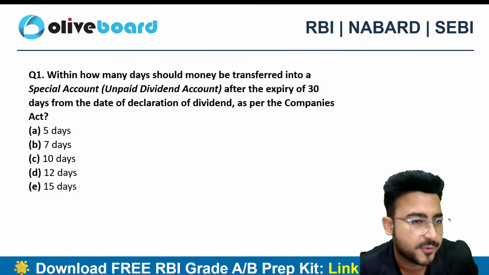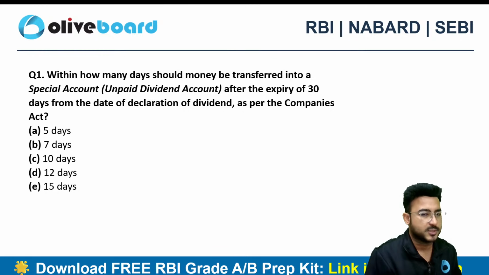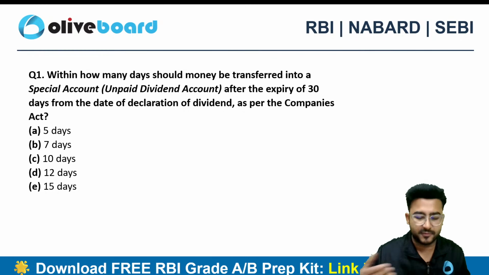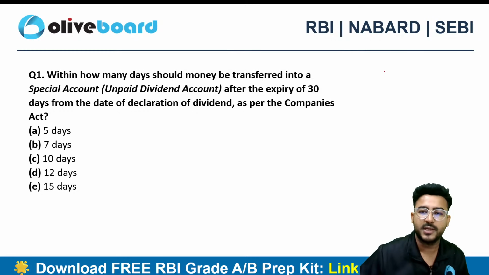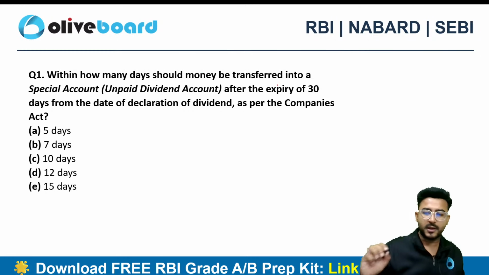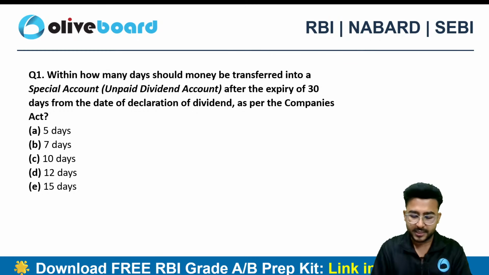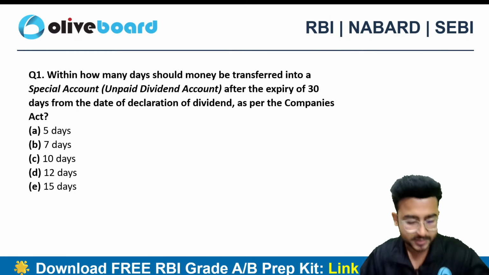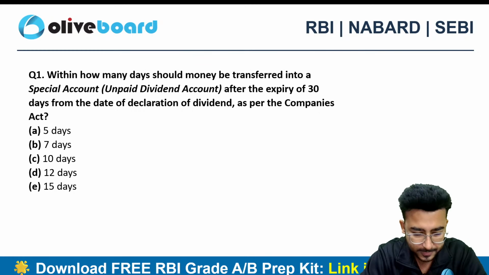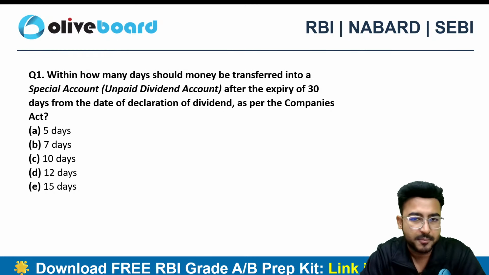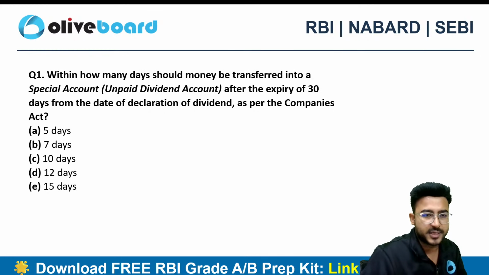The very first question for today is, within how many days should the money be transferred to the special account, which is the unpaid dividend account, after the expiry of 30 days from the date of declaration of the dividend as per the Companies Act 2013. Now this is one of the most repeated questions in different examinations, right? Company law se this is one of the most repeated questions. Within how many days should the money be transferred into a special account after the expiry of the 30 days?